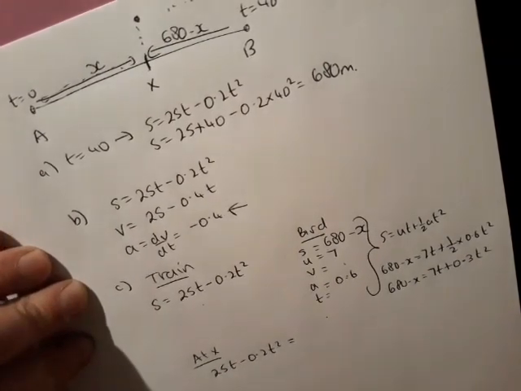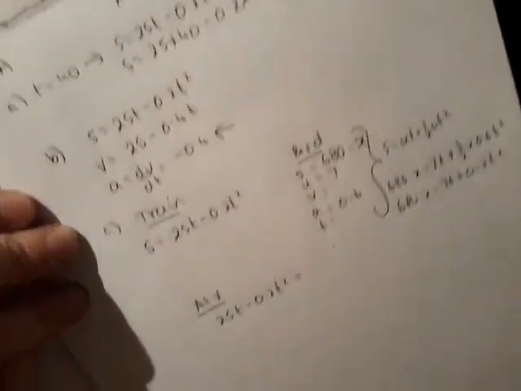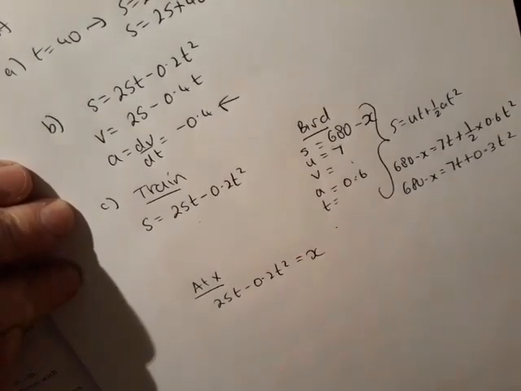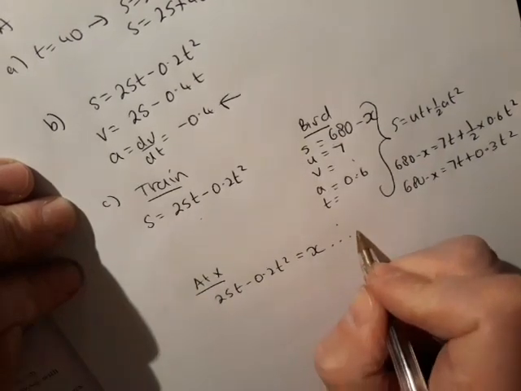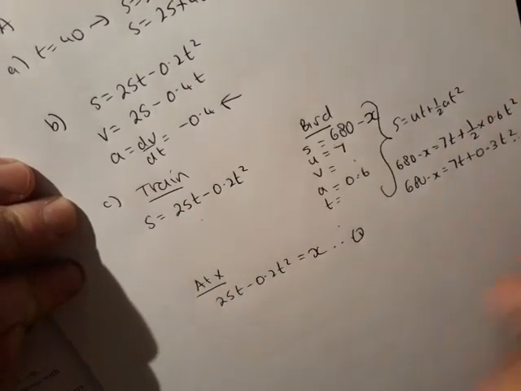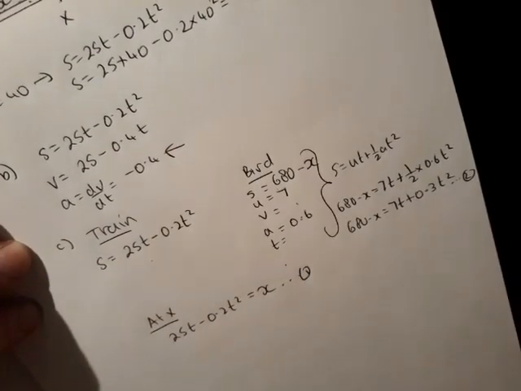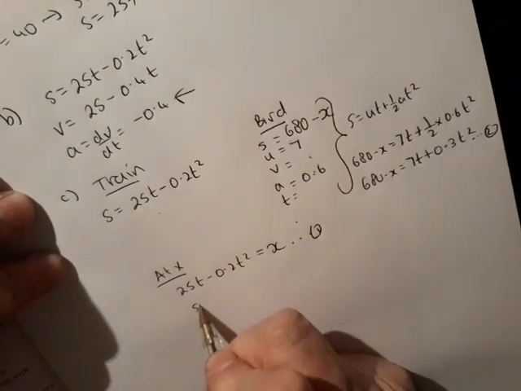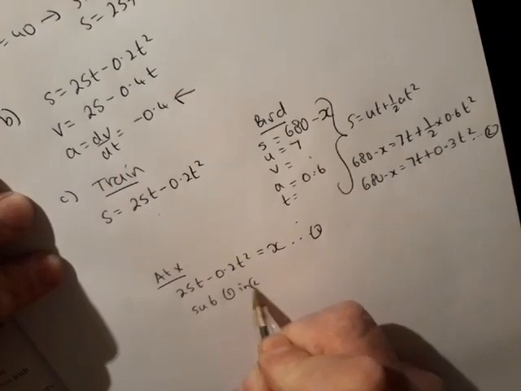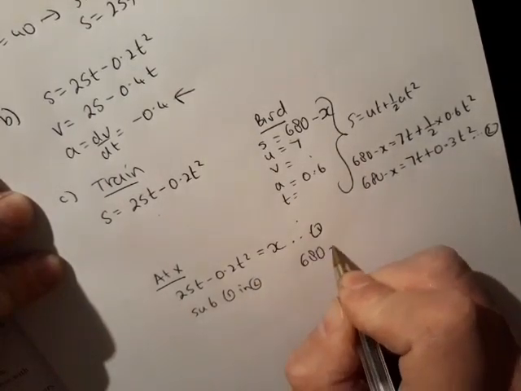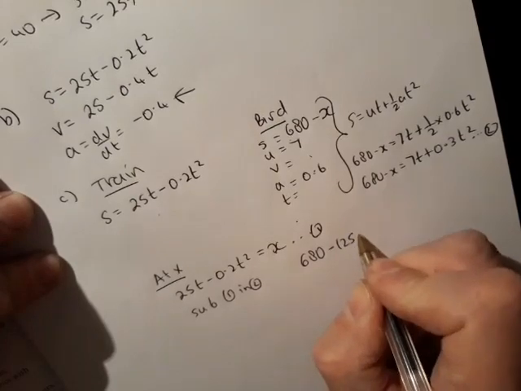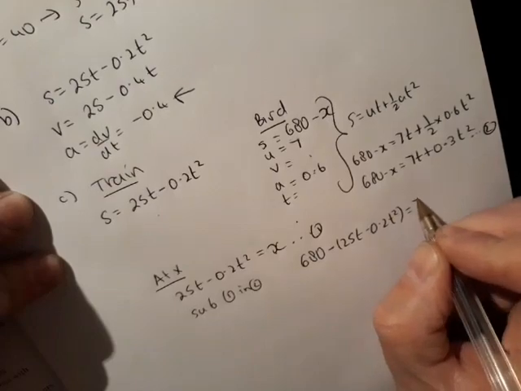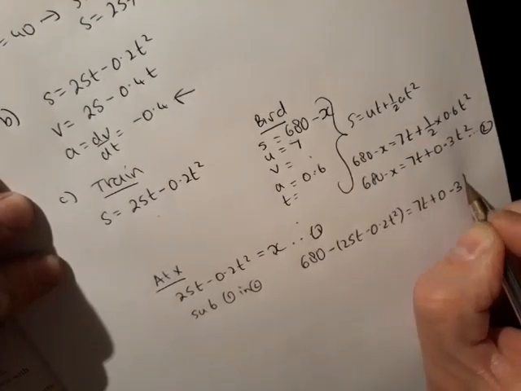Okay. And I haven't quite finished this one, have I? I've put the displacement there, but we know that the displacement at x is x. So we've got equation 1 and we've got equation 2. So good old-fashioned simultaneous equations there. Is that all on the page? I think that is. Yep, good. Okay, so I'm going to sub 1 into 2. And that will give me 680 minus x, which is 25t minus 0.2t squared, and that's equal to 7t plus 0.3t squared.